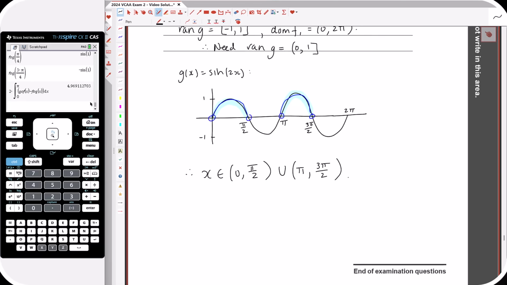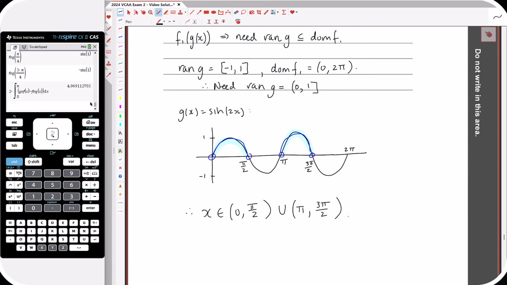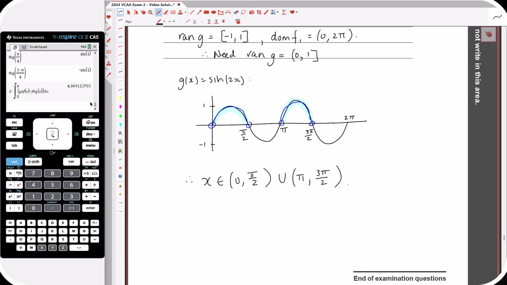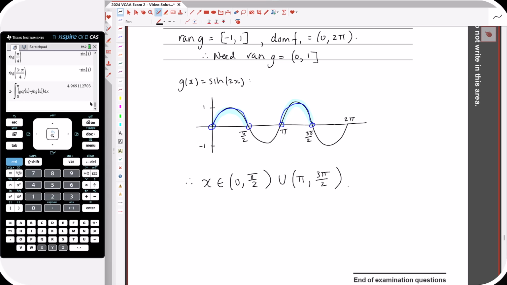And that's the end of the exam. To be honest, I think a composition domain and range question as the final question on exam 2 seemed a bit straightforward, but there were certainly some more complicated questions earlier on.